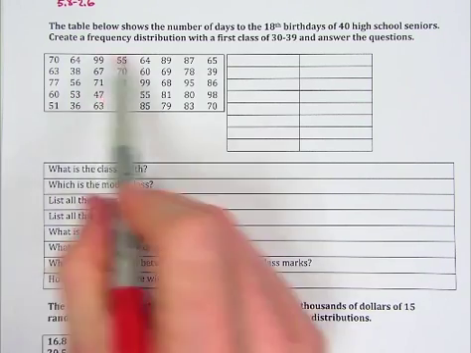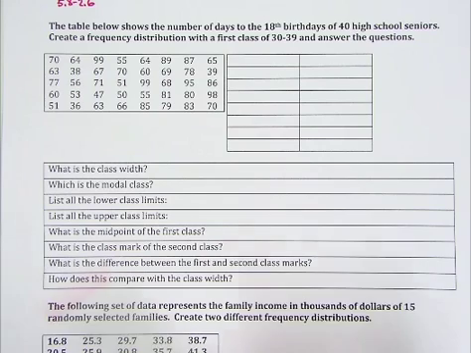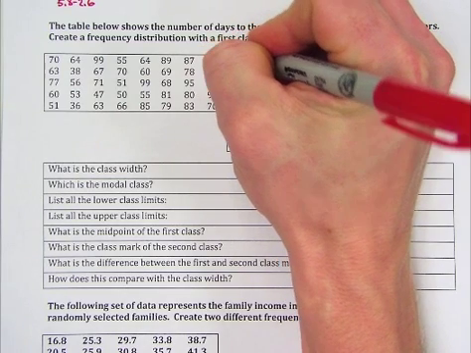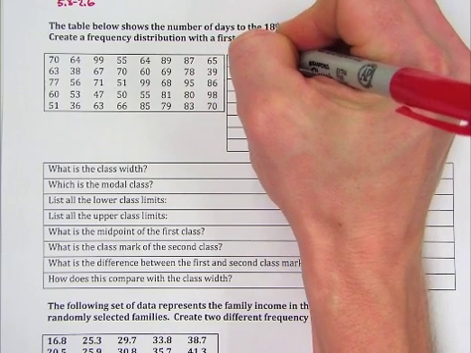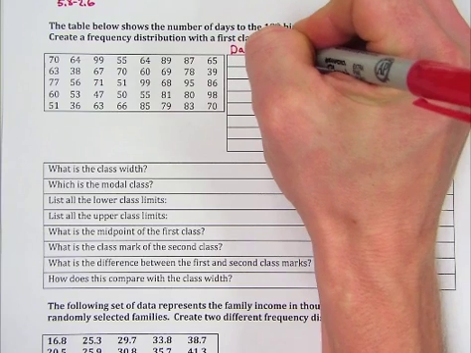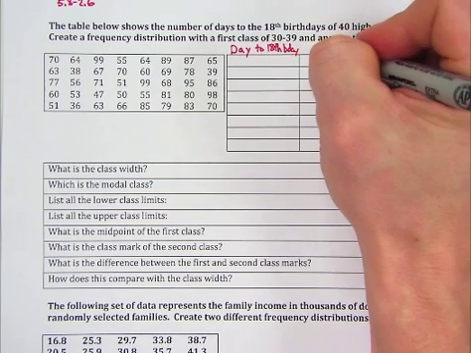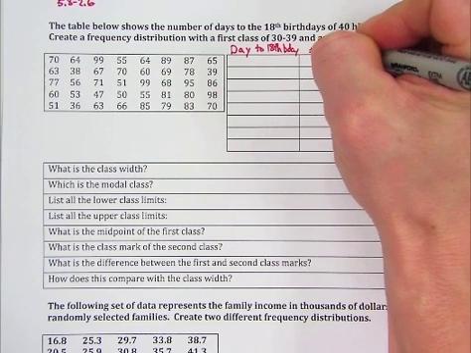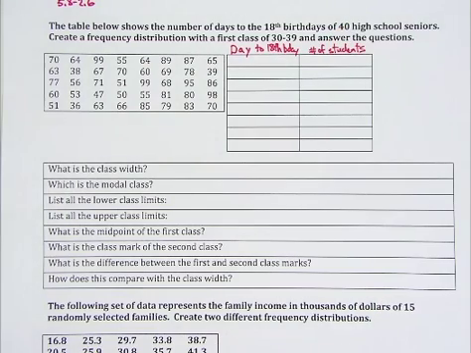So when we look at this data, it's kind of all spread out. It's just the order that we received the data in. So what we want to do is organize this, and on our left side we're going to have days to 18th birthday. And then on the right side is our frequency, which is the number of students in that range.